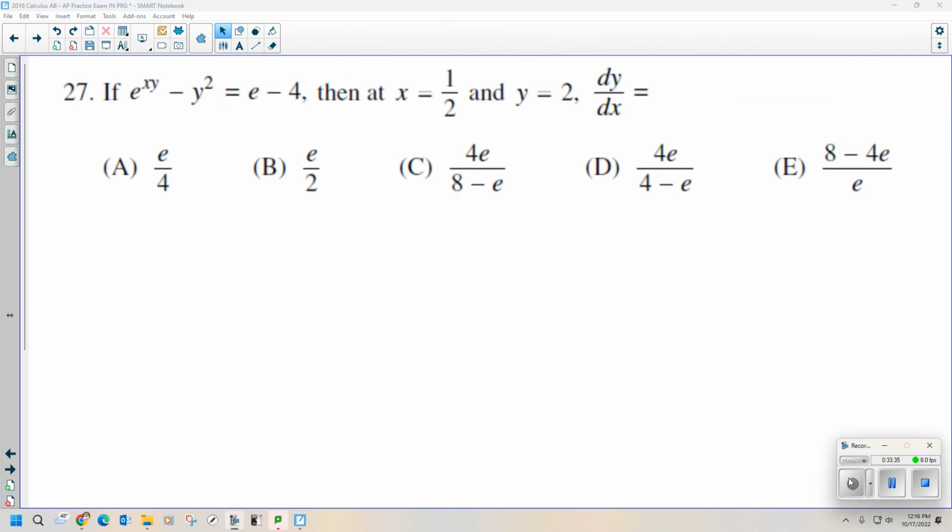Two more problems. Goodness, these are some good problems. I got someone in pre-calc taking the test here, and they're looking like, wow, it's nuts.